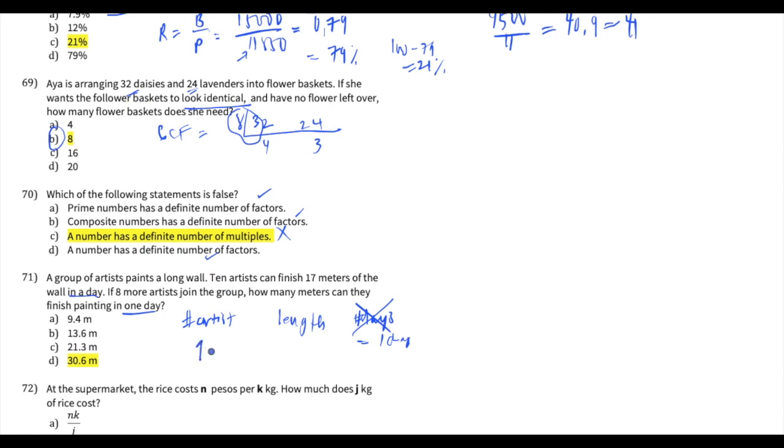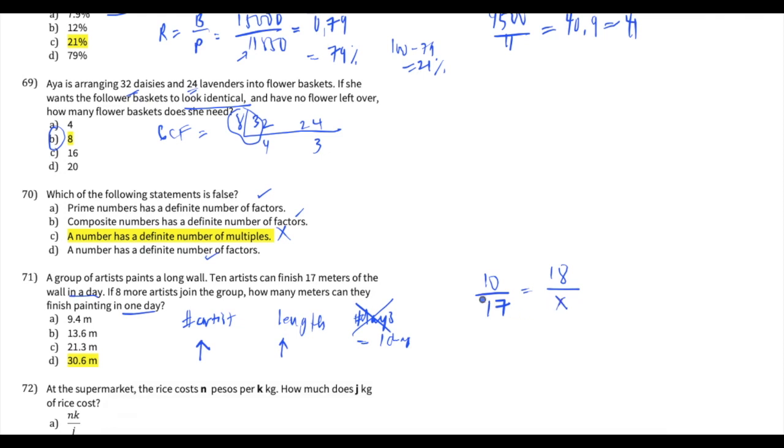If more artists, ibig sabihin, mas mahaba din yung mapipaint nila. So, meron tayong direct proportion. Kapag direct proportion, divide, diba? So, 10 artists can finish 17 meters. That's equal to, if 8 more artists join the group, so that's 10 plus 8 or 18 over how many meters can they finish painting?